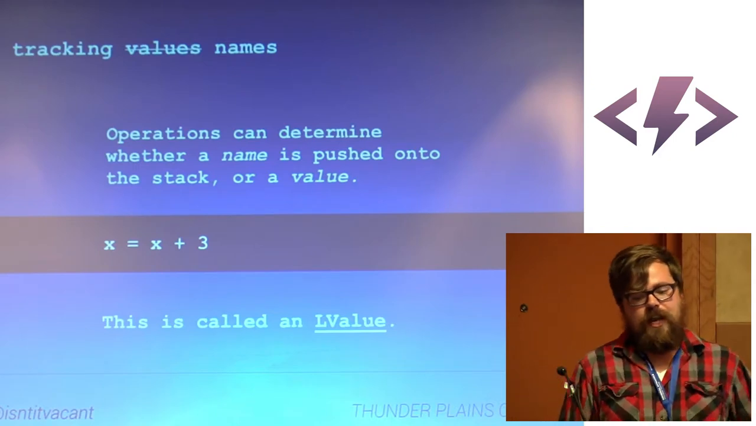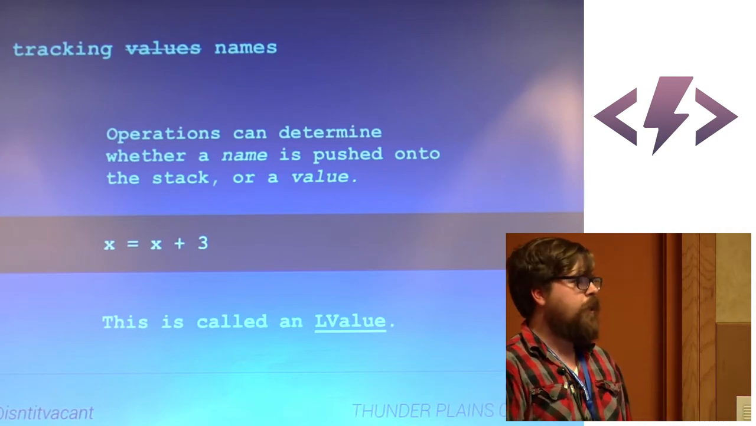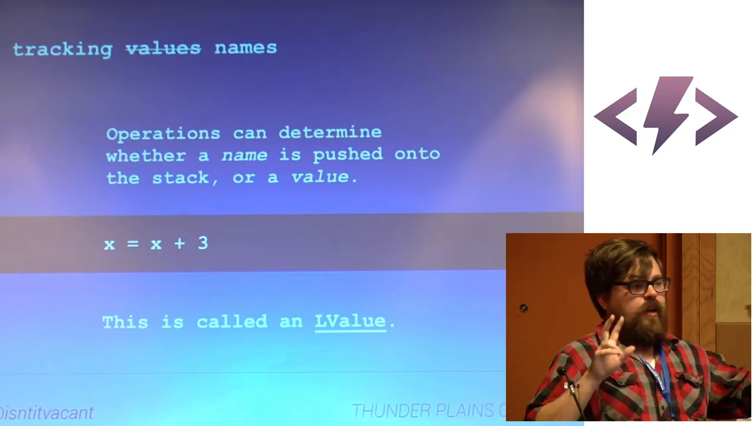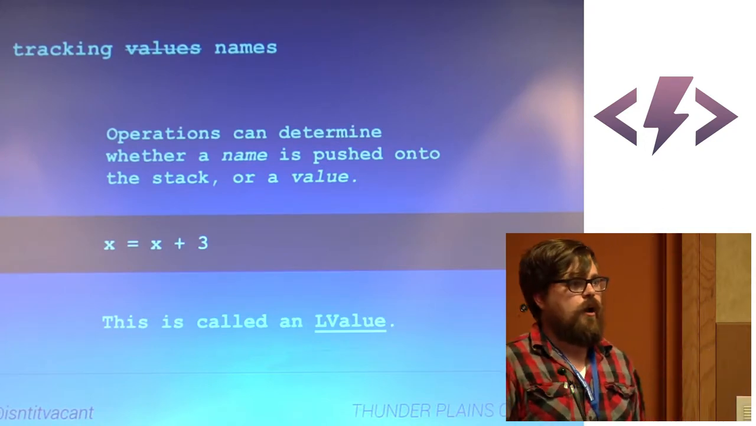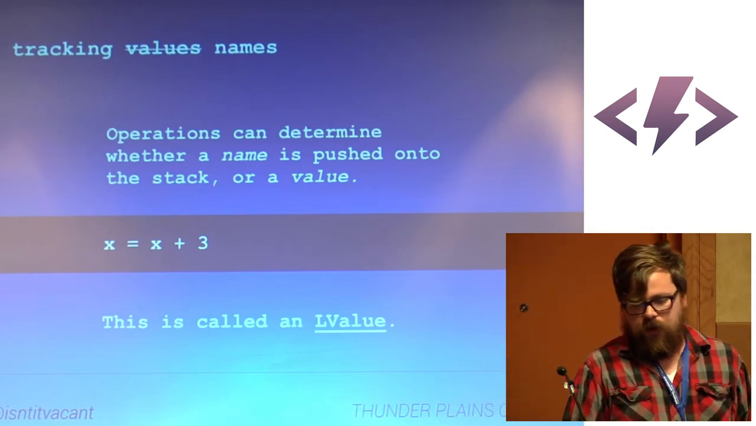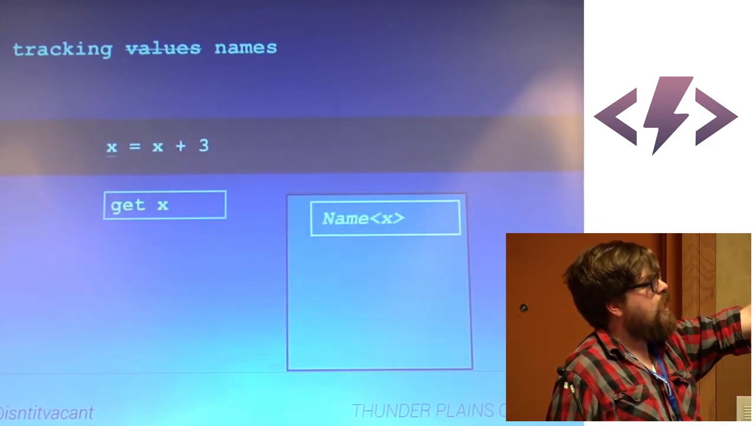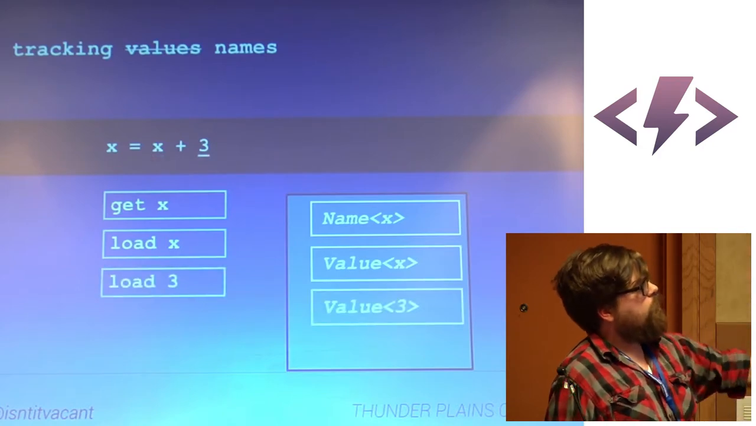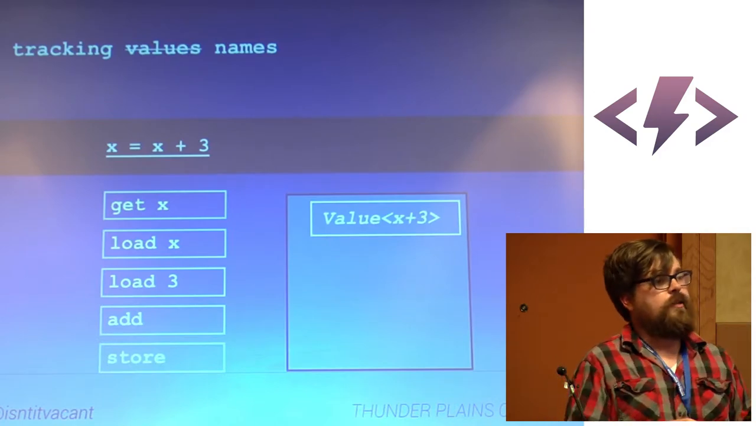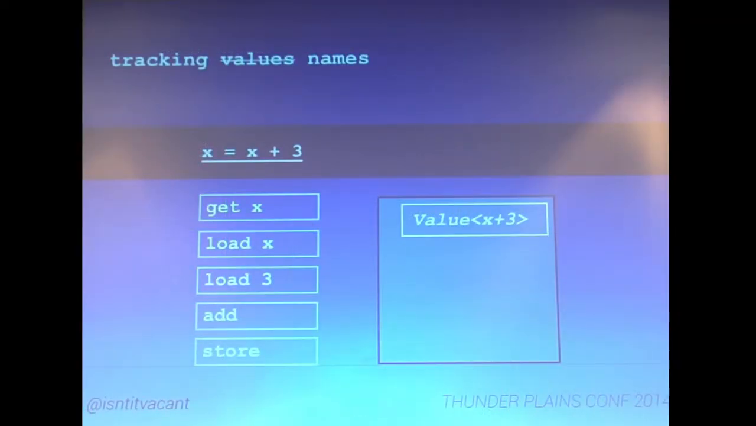Operations can actually determine whether a name is pushed onto the stack or a value. You might have seen this before if you mistype a program in a hurry and get an invalid L value in assignment. That means that we couldn't find a name for the left-hand side to actually put into the stack. So as an example, we visit each of these. We visit x first on the left-hand side, and we put a name onto the stack. We load the value of x, load 3, merge together, and then we store it back in x. When we do a store, it's a combination of a name and a value, and we replace it with the value that was stored in.